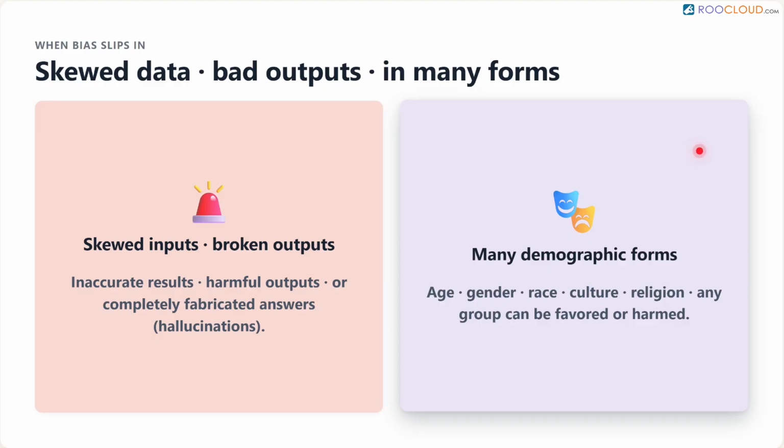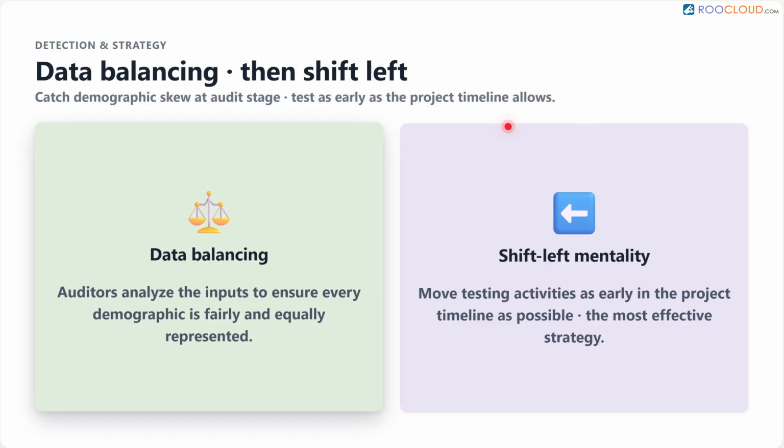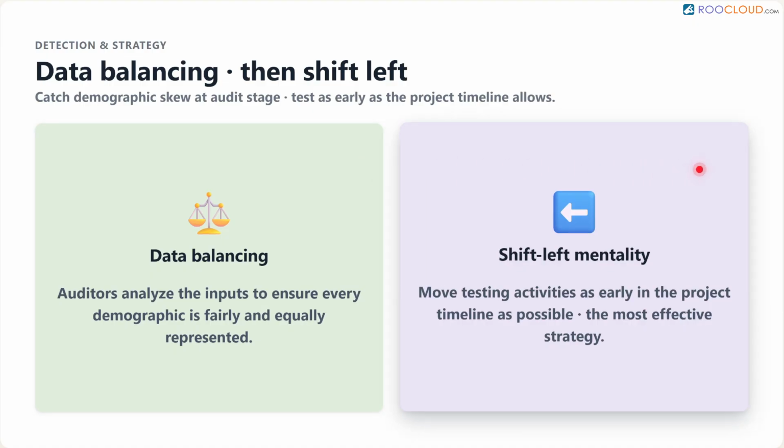To catch these issues, auditors look for data balancing, which is a process of analysing the input information to ensure all demographics are fairly and equally represented. The most effective strategy here is adopting a shift left mentality. Shifting left simply means moving your testing activities as early in the project timeline as possible.